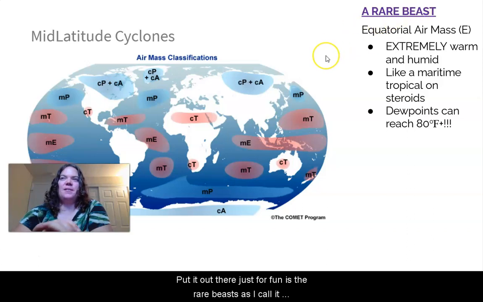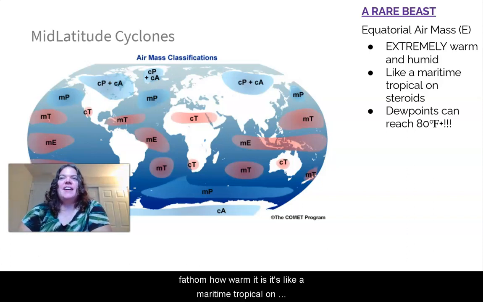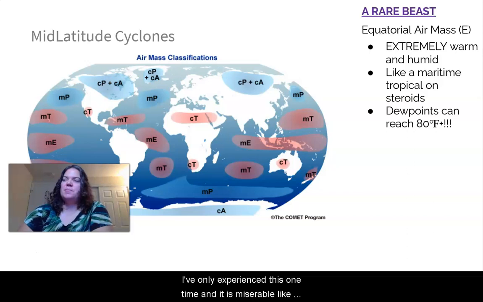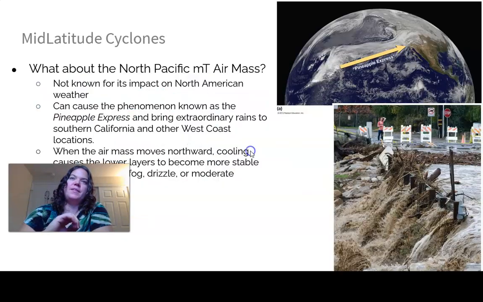All right, the last one I just want to put out there just for fun is the rare beast, as I call it, which is the Equatorial Air Mass, or the E. This is extremely warm and humid. Like you can't even fathom how warm it is. It's like a Maritime Tropical on steroids, and dew points can reach above 80 degrees Fahrenheit. I've only experienced this one time, and it is miserable, so uncomfortable. So hopefully we don't see too many of these.